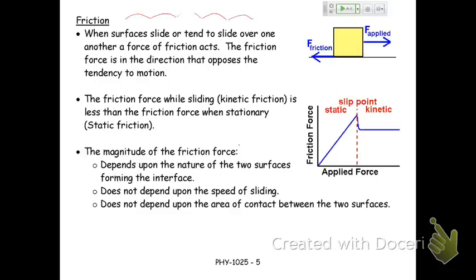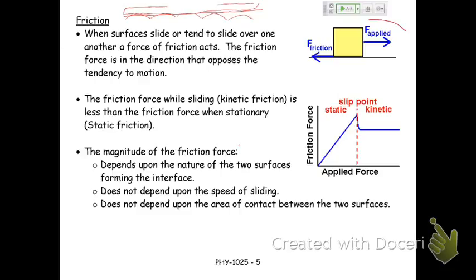And for some reason, maybe the sled wasn't touching very much, but it would just slide like crazy. But if they'd done it on concrete, he would have had a tough time with it. So it's not roughness. It's to do with the nature of the surfaces that's important. So what we say is, when surfaces slide or tend to slide, they might not be moving, but they want to move over one another. A force of friction acts. The friction force is in the direction that opposes the tendency to motion.